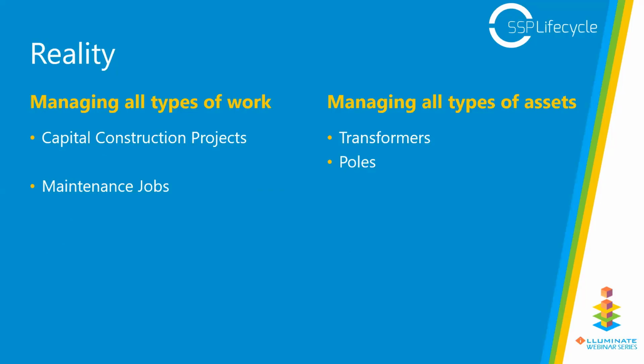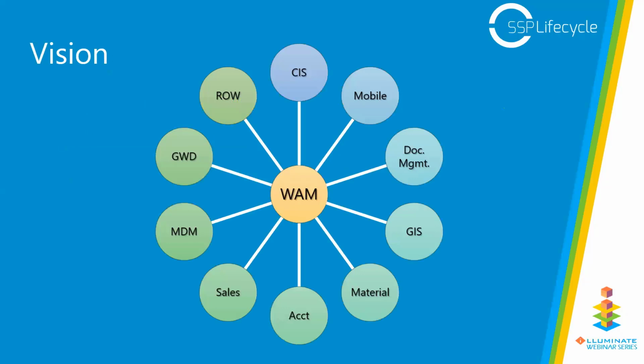And the same can be said for when you're talking about your system interfaces. So your vision for that work and asset management system is that you want to have it integrated with other business systems. And this little hub and spoke model here illustrates some examples of how you can interface work and asset management with other enterprise business systems. And if we could all achieve that, that'd be a great day. But again, what's the reality?